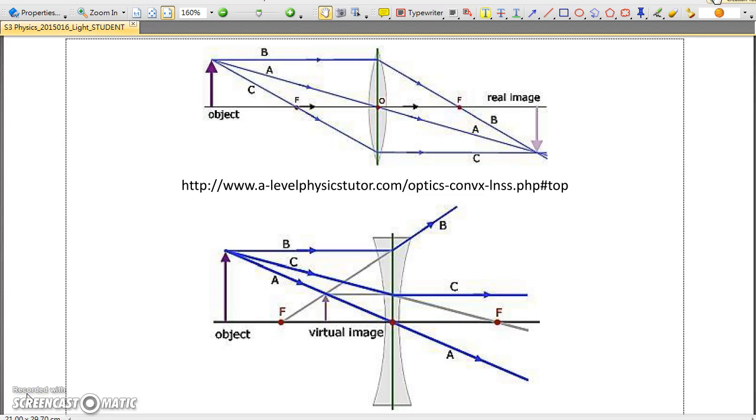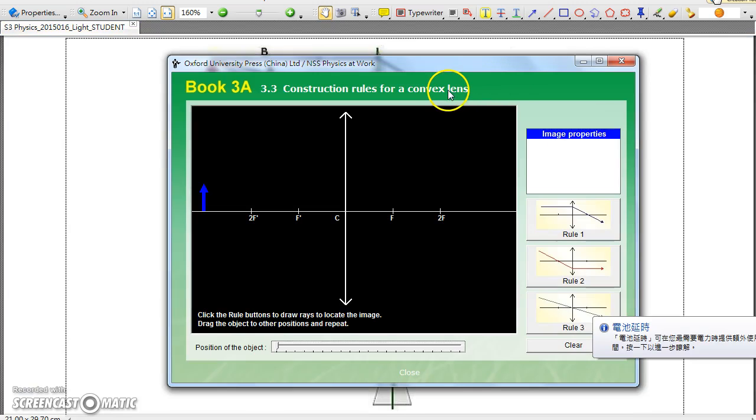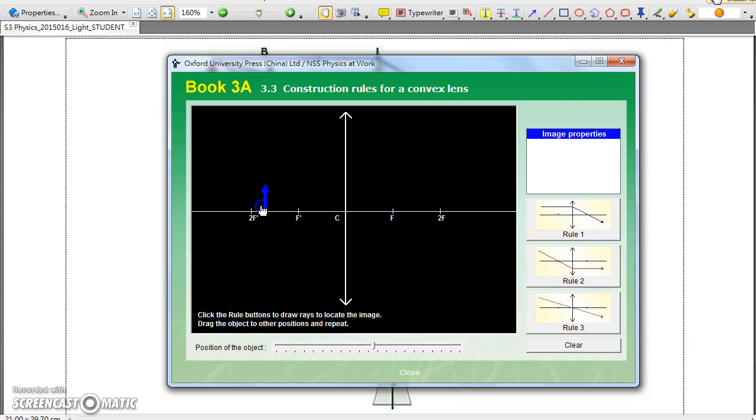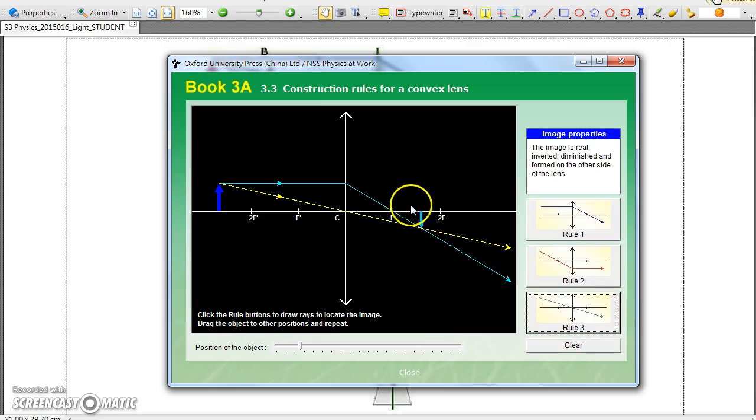The construction rules are important because they help us to find the image. Let me show you some examples. This is the case for convex lens, and you can see here's the object. You may move it to the back or closer to the lens as you like. To find the image, we draw two of the construction rules. This is one, this is two. Then you can find the image on the other side.